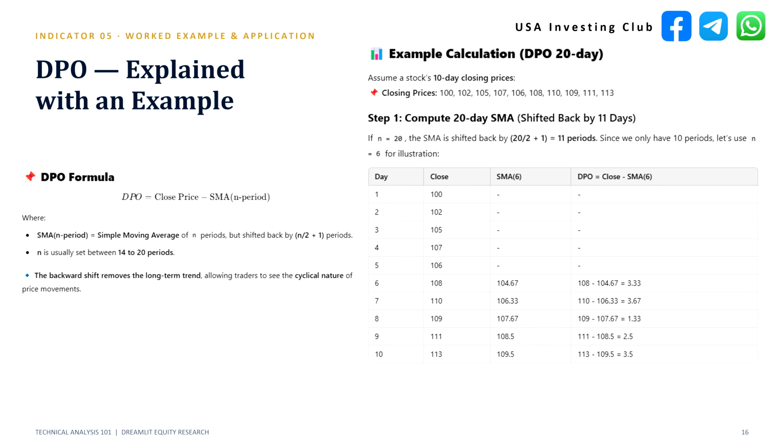Let's hand calculate DPO on 10 days of closing prices. 100, 102, 105, 107, 106, 108, 110, 109, 111, and 113.